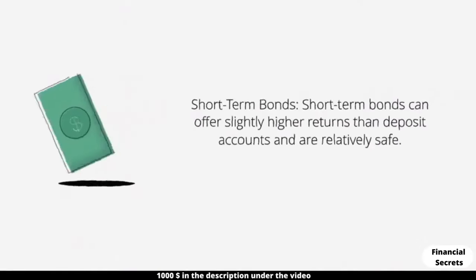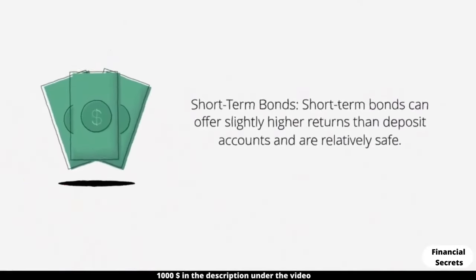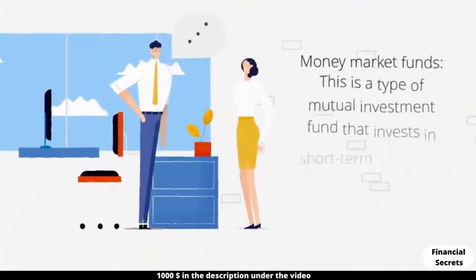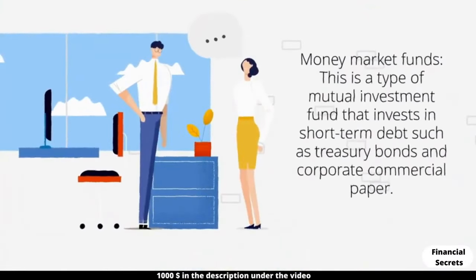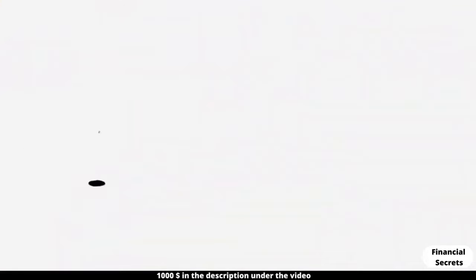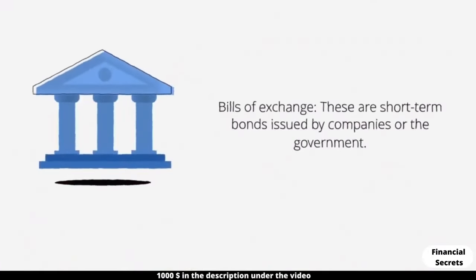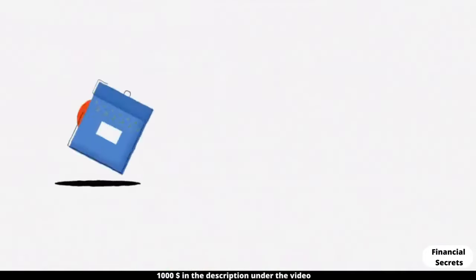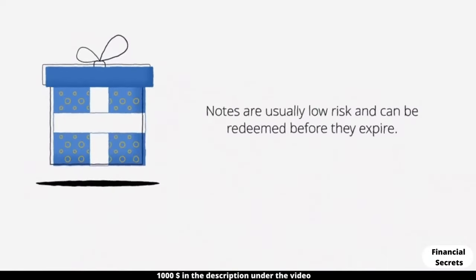Short-term bonds. Short-term bonds can offer slightly higher returns than deposit accounts and are relatively safe. Money market funds. This is a type of mutual investment fund that invests in short-term debt such as treasury bonds and corporate commercial paper. They offer high liquidity and low risk. Bills of exchange. These are short-term bonds issued by companies or the government. Notes are usually low risk and can be redeemed before they expire.